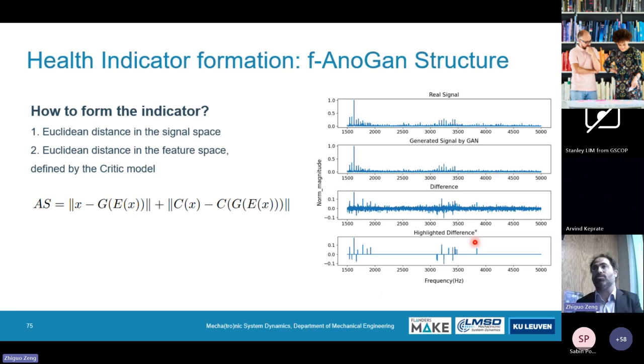And how to form the indicator? We use both cases: the Euclidean distance in the signal space and the Euclidean distance in the feature space. On the right, you can see, for example, a real signal and a signal which is generated by the GAN. You see that they are quite similar, and here we find the difference. And practically, in this way, we can generate the digital twin by purely data.